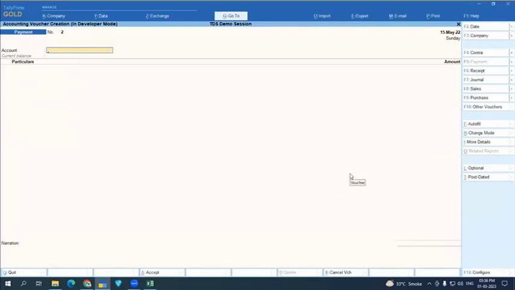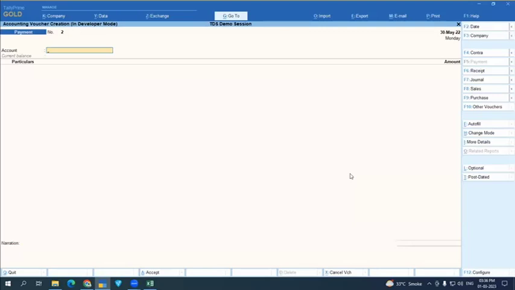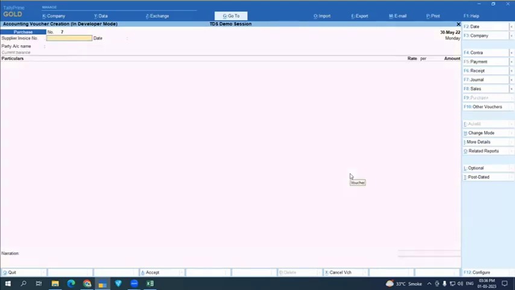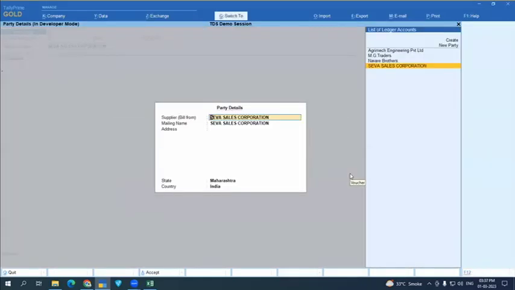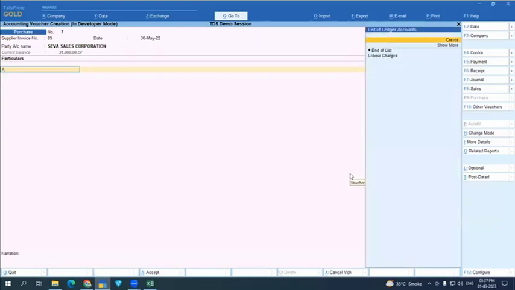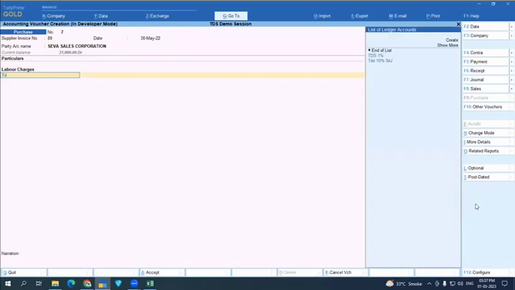Now assume that on 15th May I gave 31,000, and on 30th May that party is going to send me an invoice for that bill. See, this scenario is important for us. Labor charges will be there, and we gave 31,000 as advance. Tally is showing 31,000 as a debit balance. Now I am taking suppose 65,000 as the actual bill, and I am taking the TDS ledger.